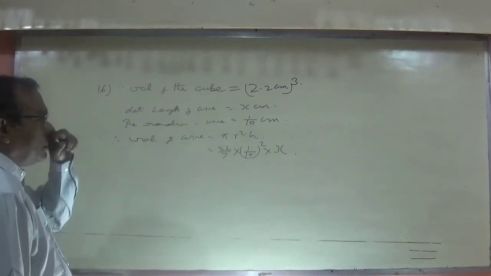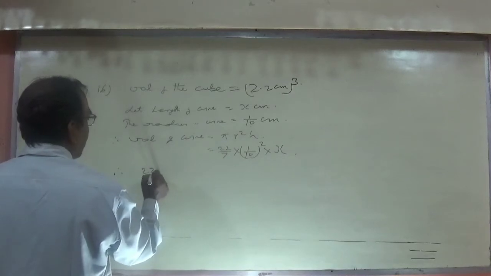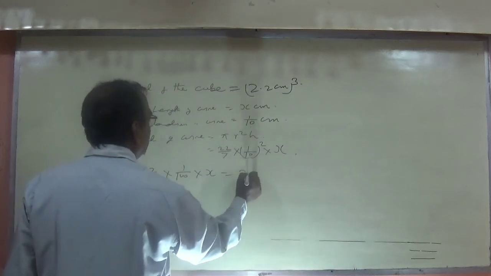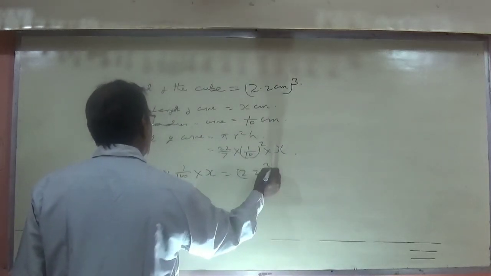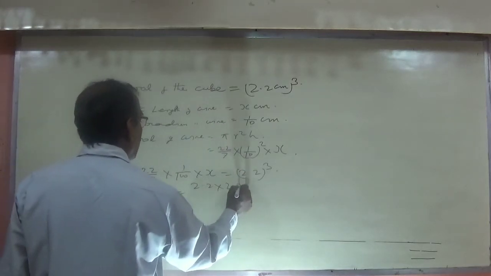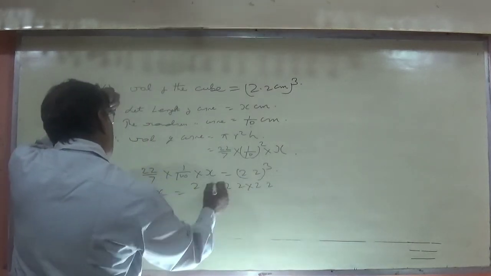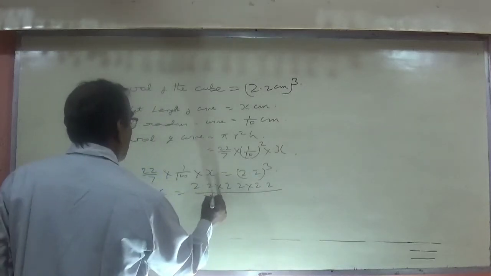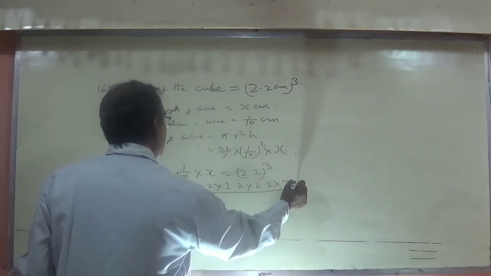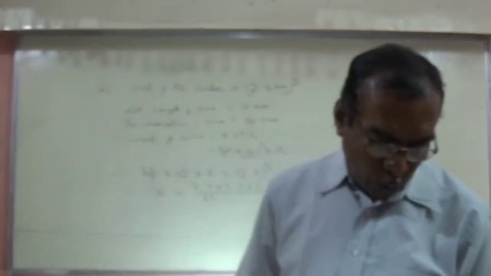Okay. Now the calculations part. Both of these two volumes are equal. So therefore 22 by 7 into 1 by 100 into x will be equal to 2.2 whole cube. So therefore x will be equal to 2.2 into 2.2 into 2.2 divided by 22 into 7 into 100 after cross multiplications. 7 into 100. This will be the length of the wire.